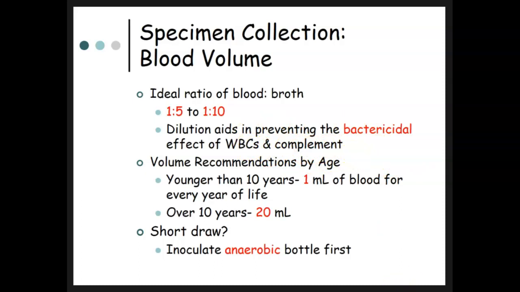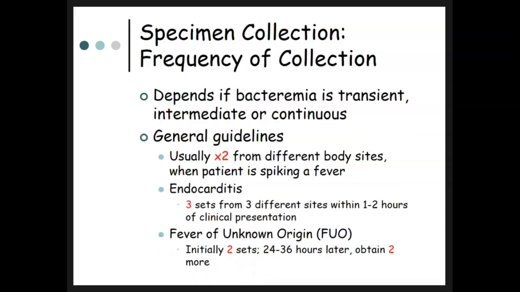The volume recommendations depend on age, so if the patient is younger than 10, 1 milliliter of blood for every year of life. So, for example, if you have a 3-year-old, you would need to collect 3 milliliters. For 10 years and up, 20 milliliters per bottle. And if there is a short draw, or if you anticipate a short draw, which bottle should you collect first? Well, anaerobic. The anaerobic bottles should be first, just in case you only get one.